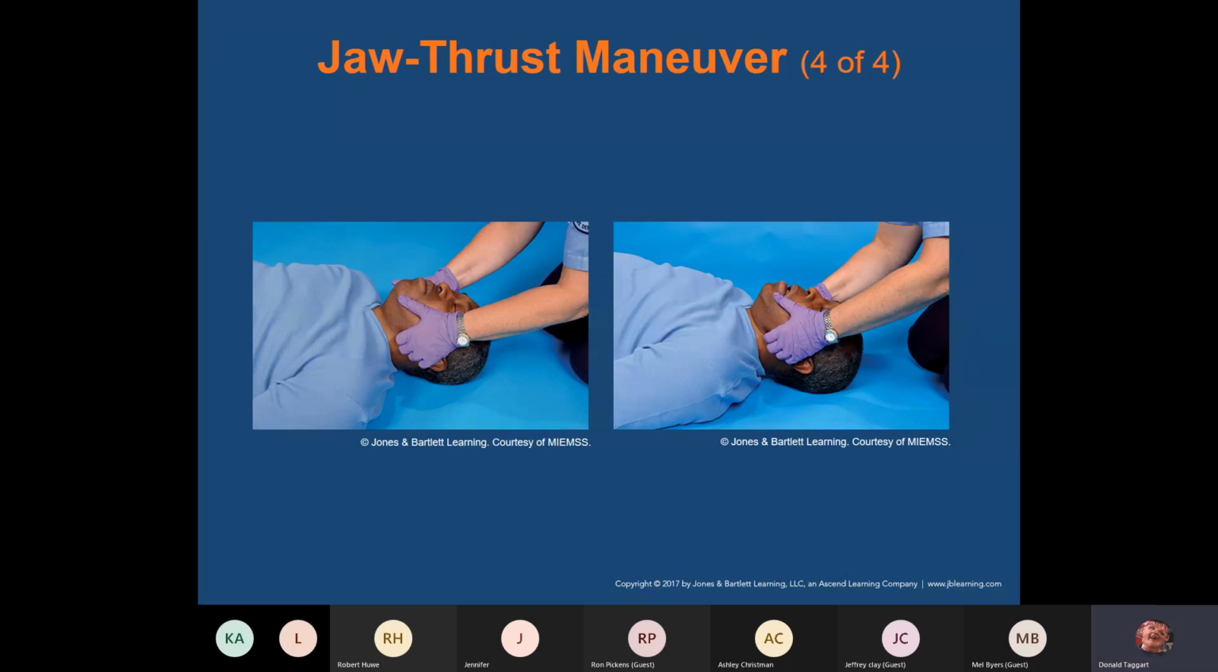Okay, so here's a jaw thrust, where they're taking their index fingers and just shooting that jaw forward. One thing with this picture, this is kind of the 2 thumbs down technique. When we talk about BVM, you can do this with a 2-person technique, and you can hold that BVM mask to their face while you're doing this. So you do a jaw thrust, and you're actually holding the mask of the BVM down to their face at the same time.